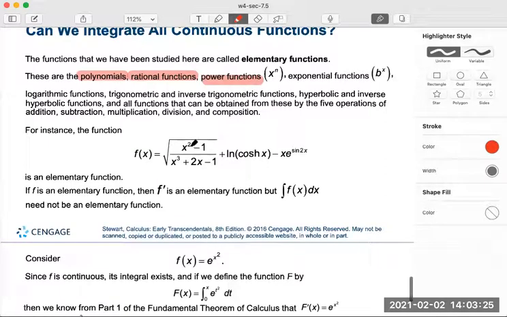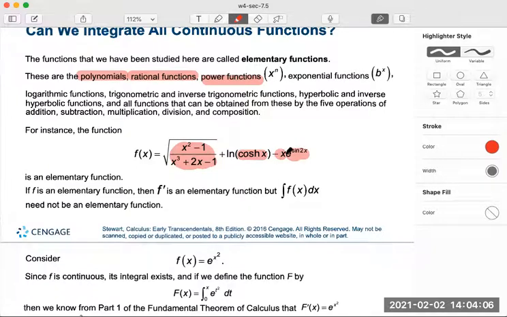Then, for example, here, we're given this function f(x). The square root of this guy, under the radical sign here, is a radical function, right? So it's still an elementary function. And natural log of hyperbolic cosine of x is a composite function of the natural log function and the hyperbolic function. Here is still an elementary function. Subtract the product of a polynomial with an exponential function. So it's still an elementary function.